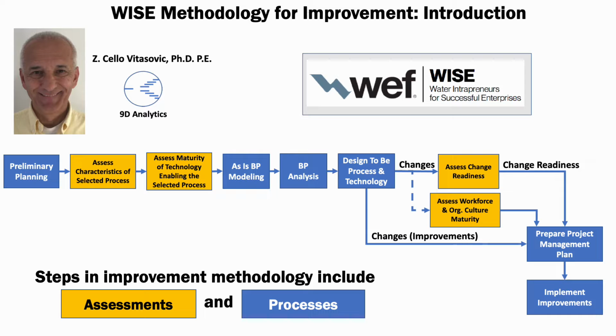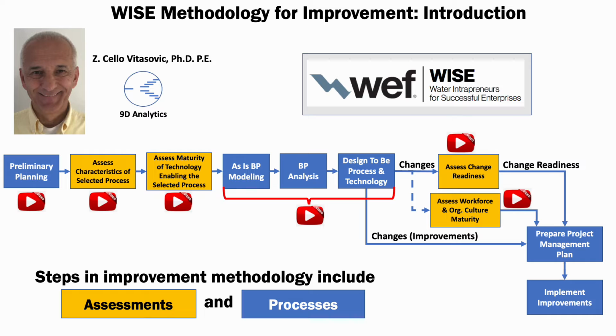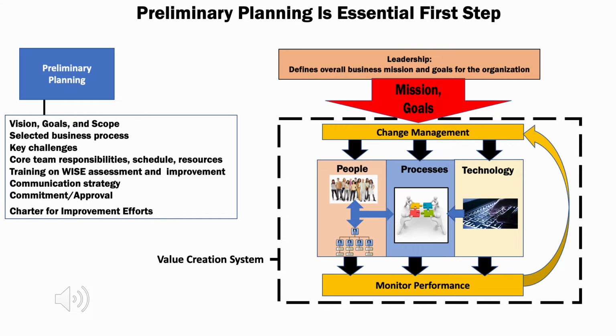This is an introduction to the steps in the WISE improvement methodology. Steps include processes in blue and assessment tools in orange boxes. Videos that provide detailed guidance for each of these steps are being developed now and will be available in the WISE Media Library. Preliminary planning is the first and a key step that defines the vision, goals, and scope for the effort to improve creation of value.